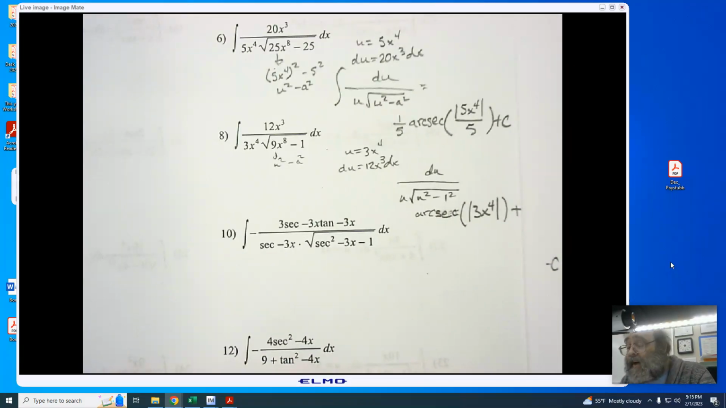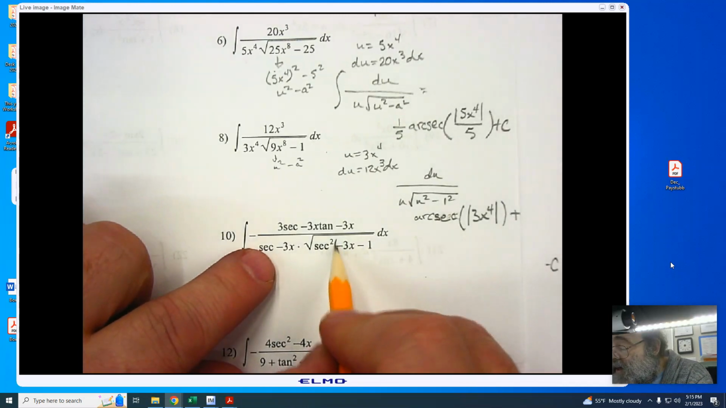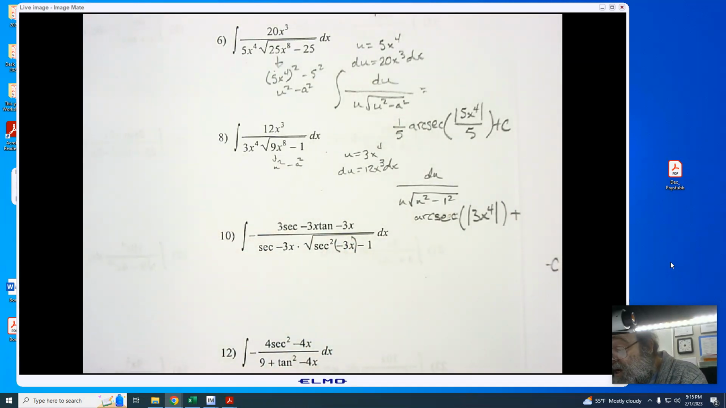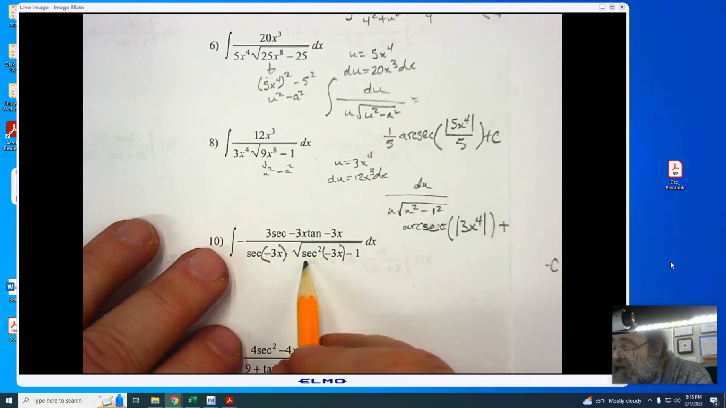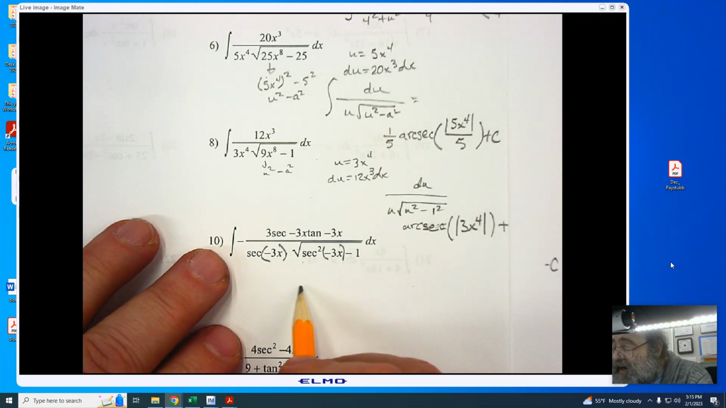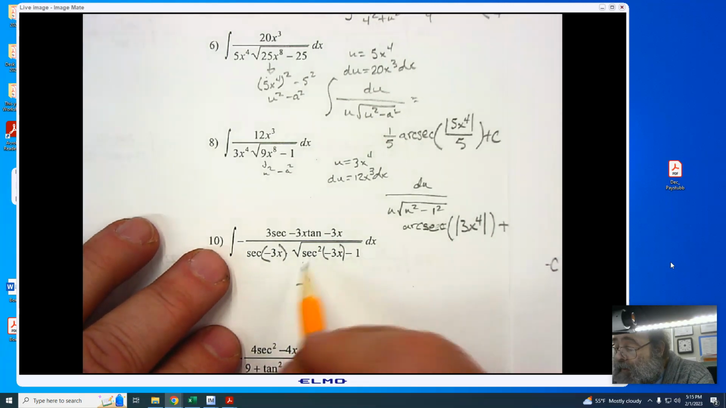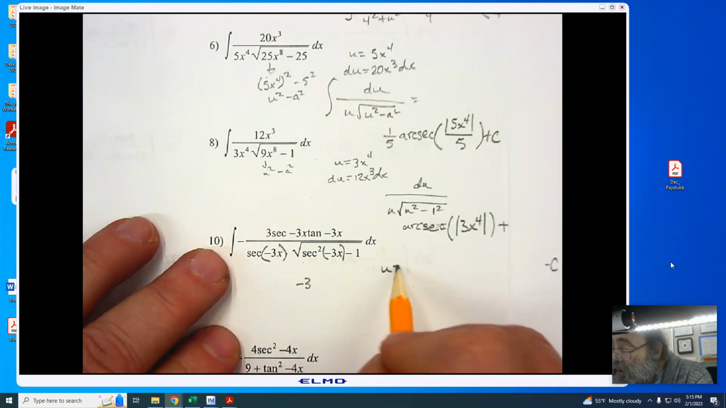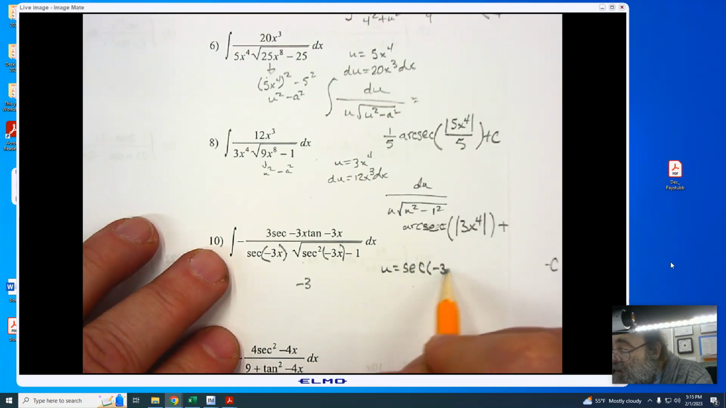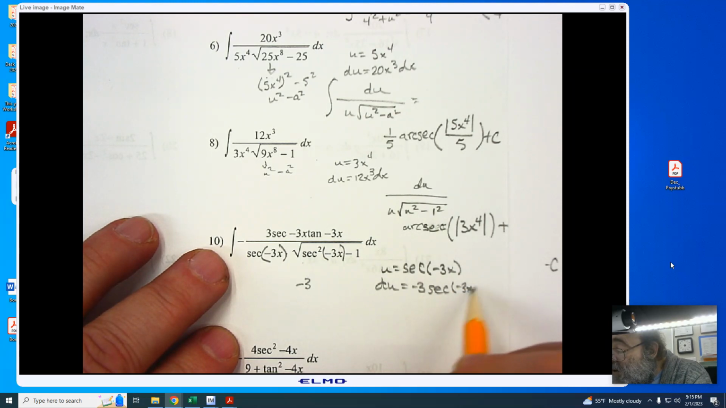Now we're going to number 10. Please be aware they did not put the parentheses in here. They should have. So if I'm looking at the secant squared of negative 3x, I get negative 3 for my, so this is going to be my u, secant of negative 3x, so that my du will end up being negative 3 secant of negative 3x tangent of negative 3x dx.